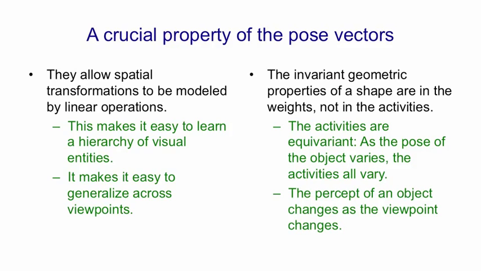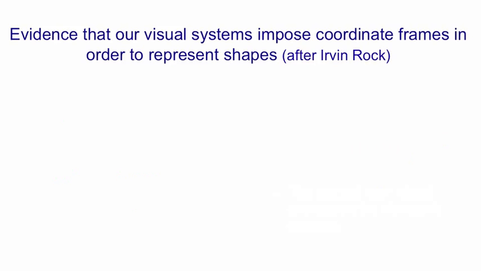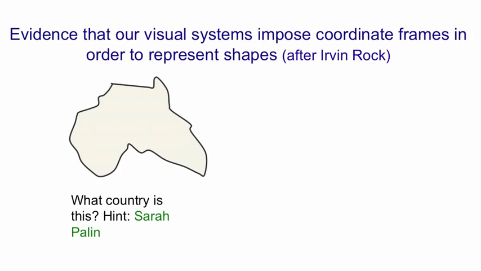I'm going to finish by giving you some evidence that our visual systems really do impose coordinate frames in order to represent shapes. This was pointed out a long time ago by a great psychologist called Irvin Rock. So if you look at this shape and I tell you it's a country, most people don't know which country it is. They look at it and they think it looks a bit like Australia, but it's a sort of mirror image of Australia, but it's not really a familiar country at all. If you tell them where the top is, that it's that way up, they immediately recognize that it's Africa.